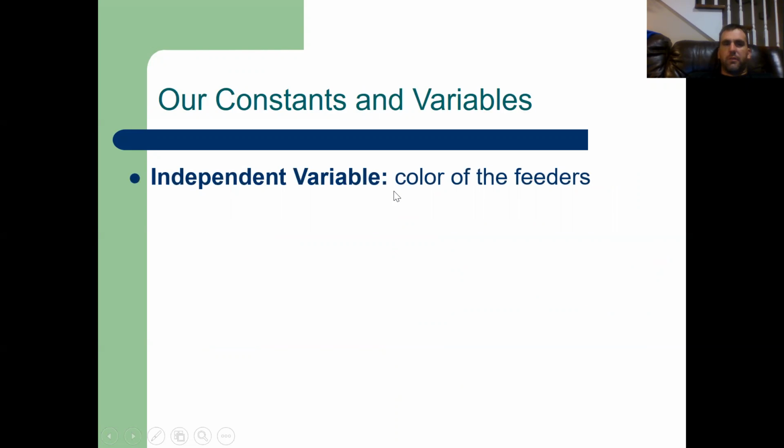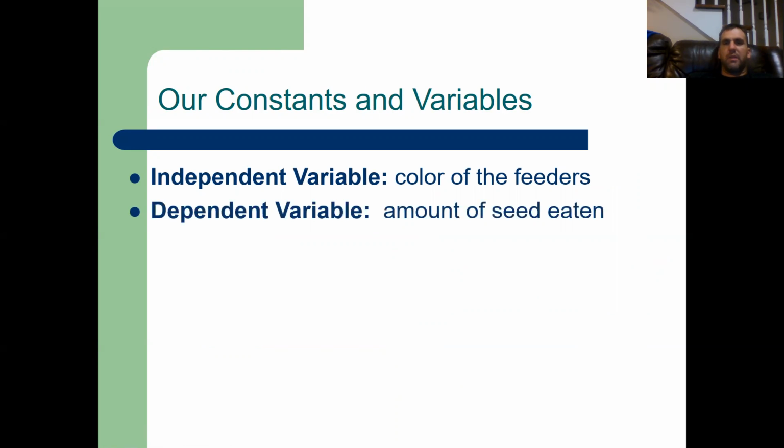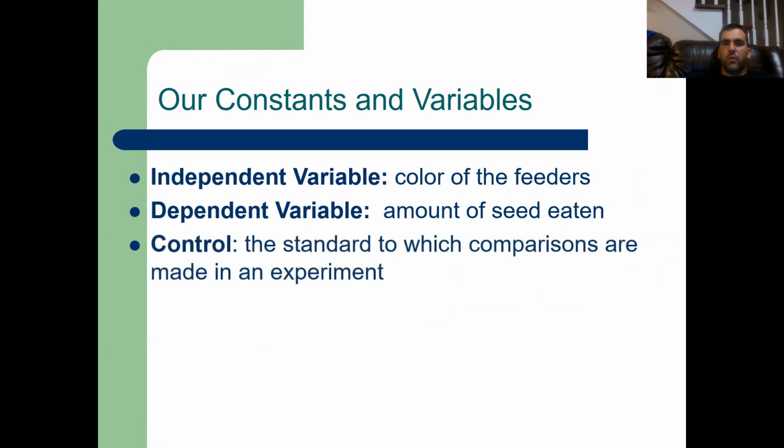When this one just went over, the independent variable being the color of the feeders, the dependent variable being the amount of seed eaten. Once again, the dependent variable is what you are measuring, okay? You're measuring the amount of seed eaten. You couldn't just say seed, you'd have to say the amount of seed that is eaten. The control is the standard to which the comparisons are made in the experiment. And here again, we're going to talk about this being the thing that is the normal thing, okay? So in this case, you probably say the control is what you compare all of them to.